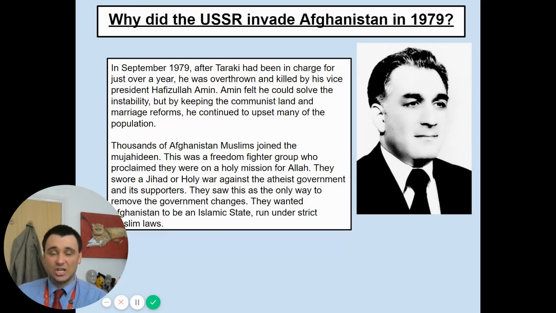And that meant this war a jihad, or a holy war against the government. And they saw it was the only way to get rid of the government's changes. And they wanted Afghanistan to be an Islamic state that was run under strict Muslim laws. They didn't want these changes to be put in place.